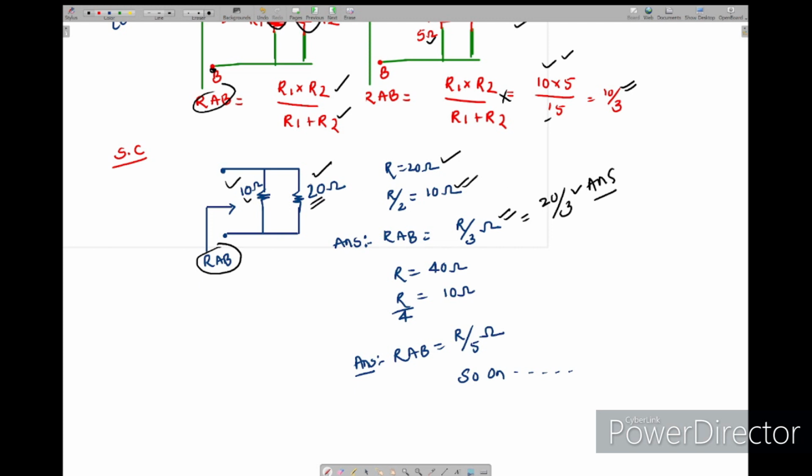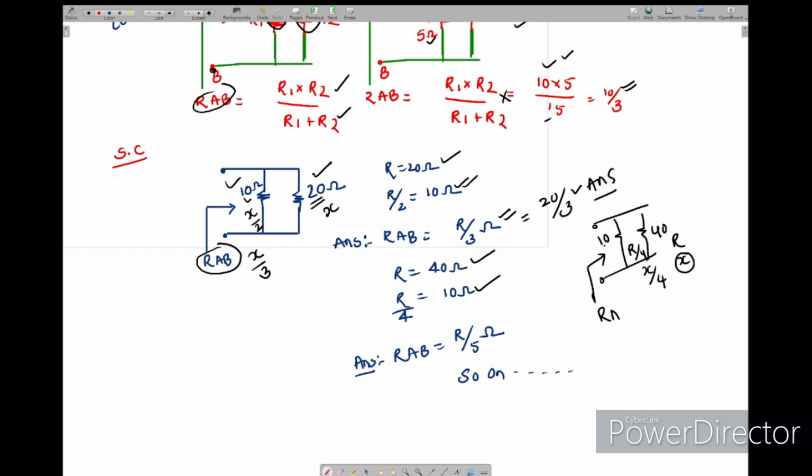Simply, you take this as X and this as X by 2, and our resistance is X by 3. That's what I have done here. For one more, R is 40 ohm, and we have one more resistor in this fashion. You want to find the equivalent resistance here. This is 40 ohm and this is 10 ohm. You take this as R, and this as R by 4. Take R as x, this is x by 4. X is 40, x by 4 is 10.